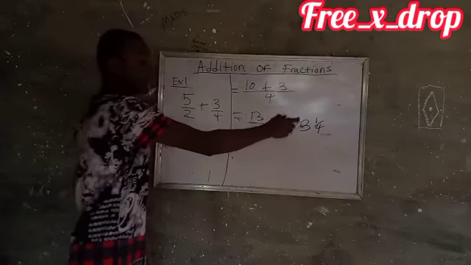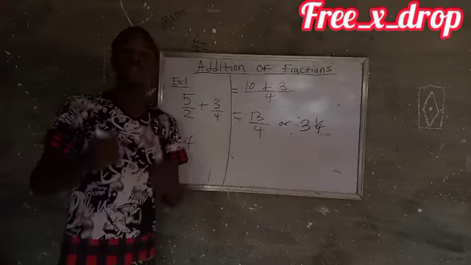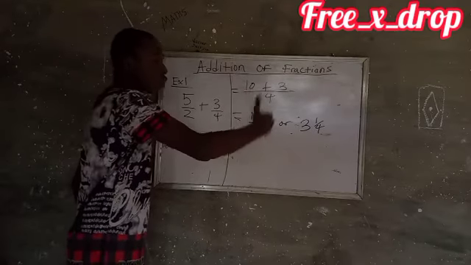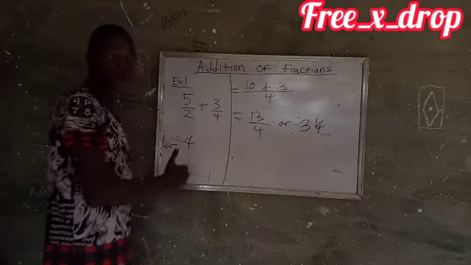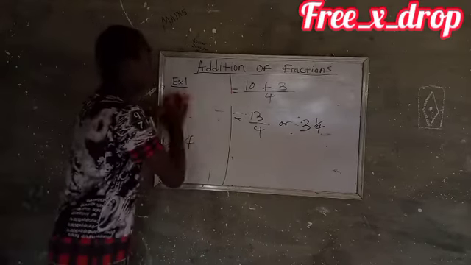Four divided, this is 3, remainder 1 over 4. So in case you want to go for that, this is for mixed fraction. But now I'm going to be showing you how to solve this same problem using another method. This is what we're going to be doing.